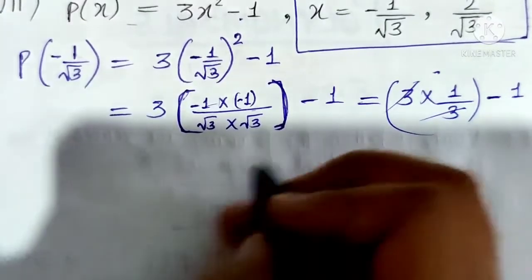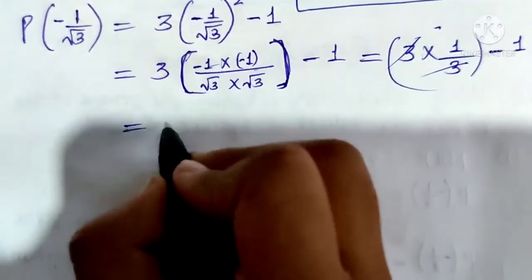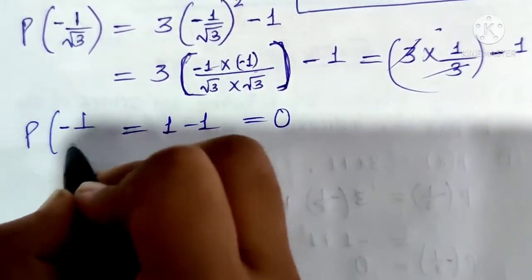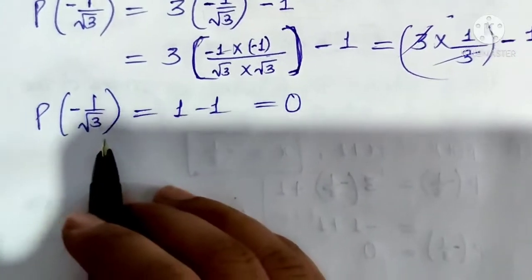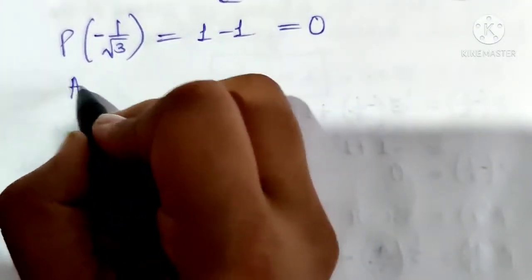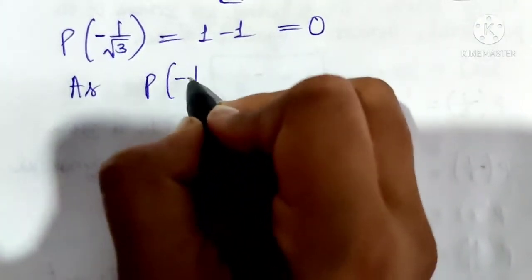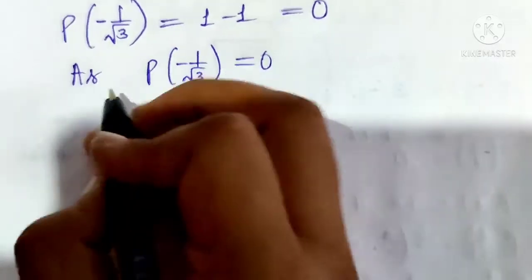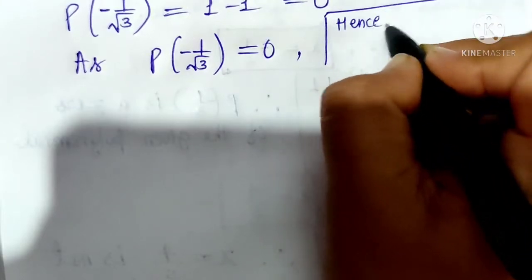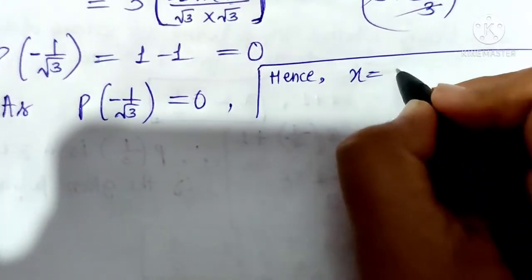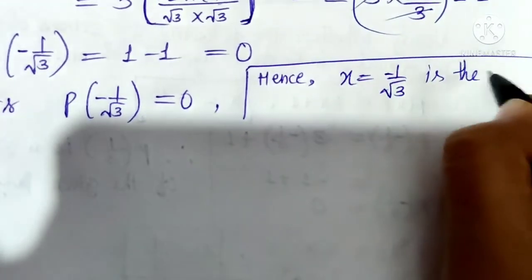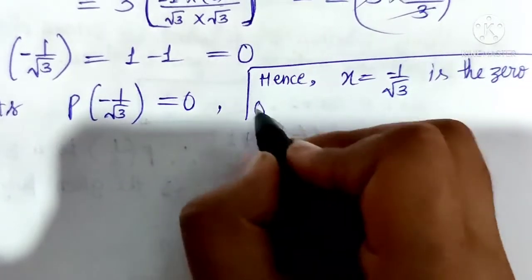Now from this 3 we can cut this 3. So what is left? 1 minus 1, which equals 0. So it means p(minus 1 upon root 3): when we put minus 1 upon root 3 in place of x, it comes 0. So we can say p(minus 1 upon root 3) equals 0. Therefore, or hence, x equals minus 1 upon root 3 is the 0 of the given polynomial.